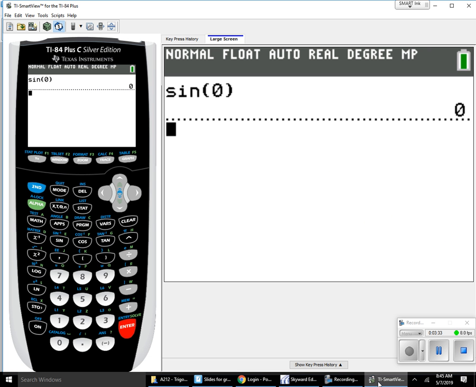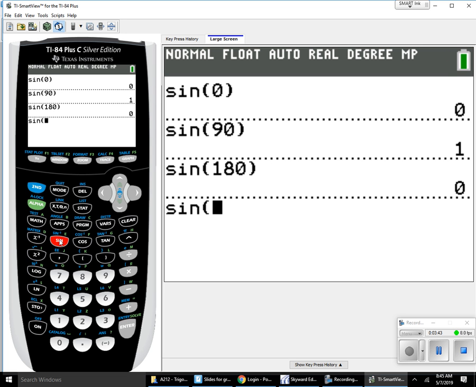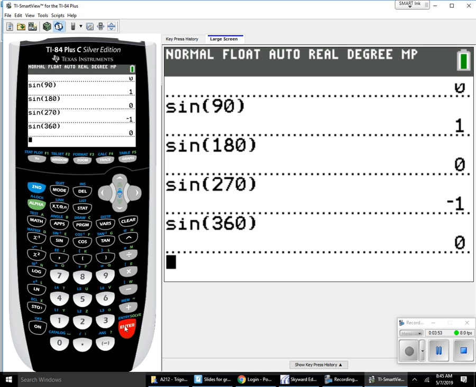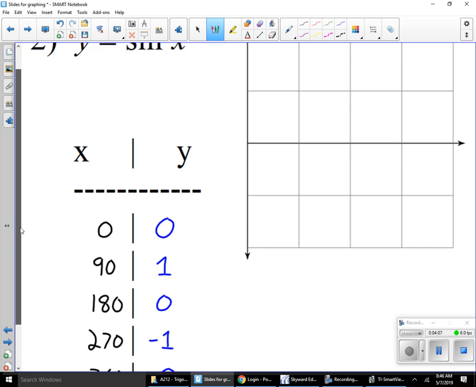So we want sine of 0, sine of 90, sine of 180, sine of 270, and last but not least, sine of 360, which ought to be the same as sine of 0, because 360 and 0 are the same angle. So there we have it. Now you'll always be able to use your calculator to help you get these values if you would like. Graphing them is actually going to provide a pretty nice pattern for us though.